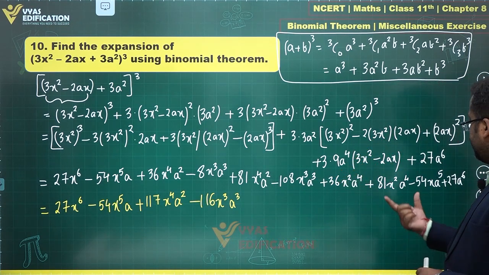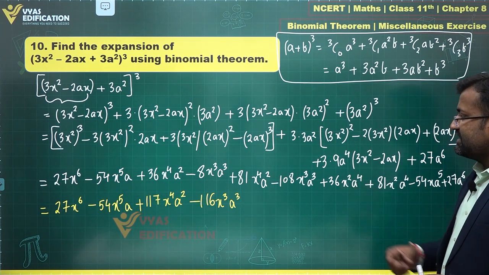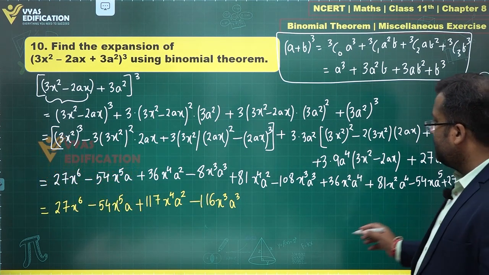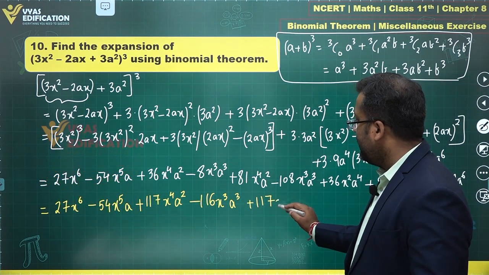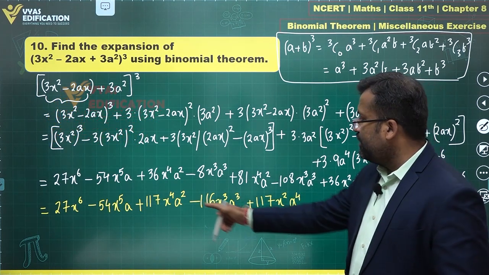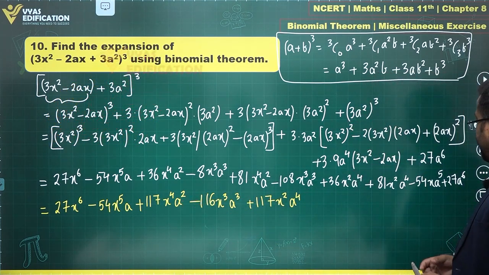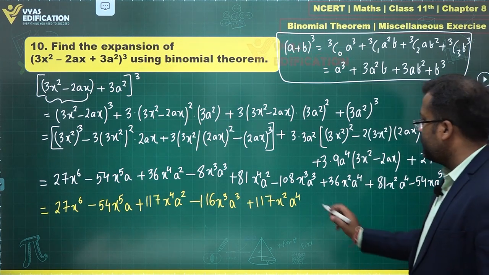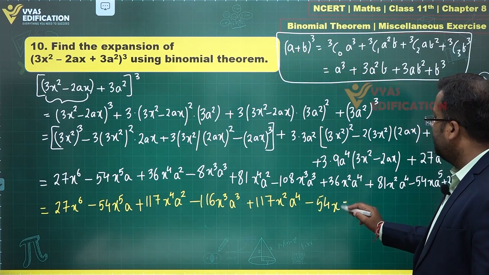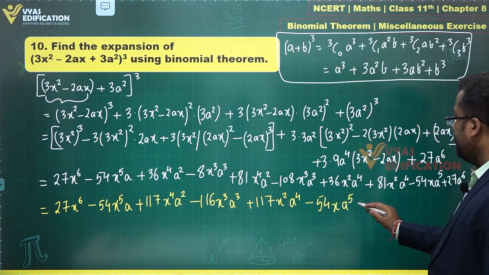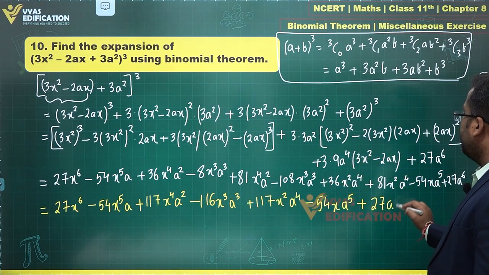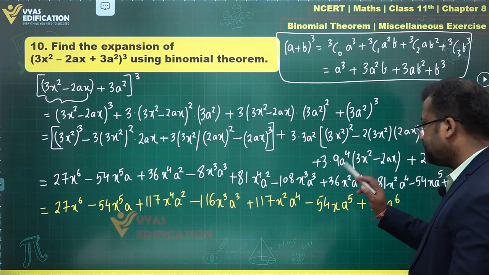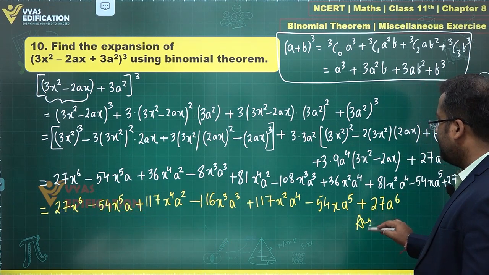Let's focus on x squared next. These are two terms containing x squared, 81 and 36. 81 and 36 added together will be 117. As we have just seen, this is plus 117 x square a power 4. Similar to that one. Next, what you have is x a power 5. And is this the only term? Yes, this is the only term of x a power 5. What next? 27 times a power 6 is what I get. And yes, that's all. This is the complete simplification of that expansion.